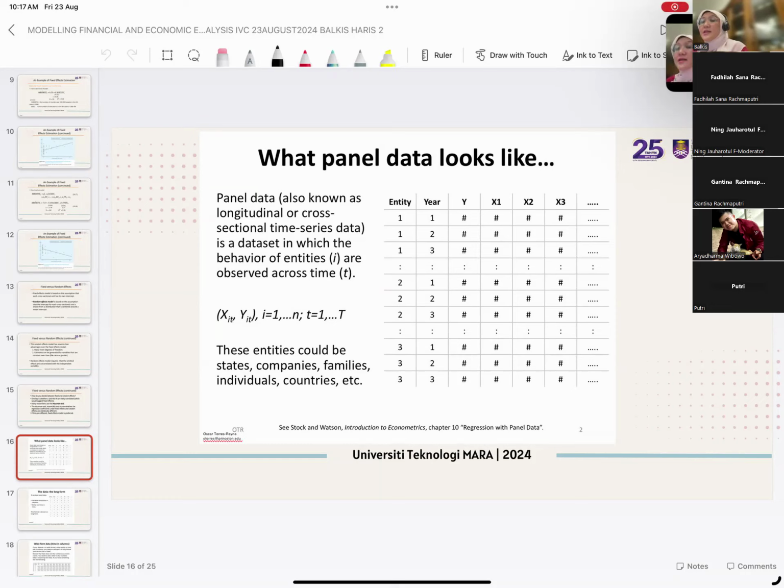Y here is the dependent variable. All the x's are the independent variables. Y is the dependent variable. And i is for the entities, which can be countries or states. It can be companies. It can be individuals. It can be families. And also it can be countries.